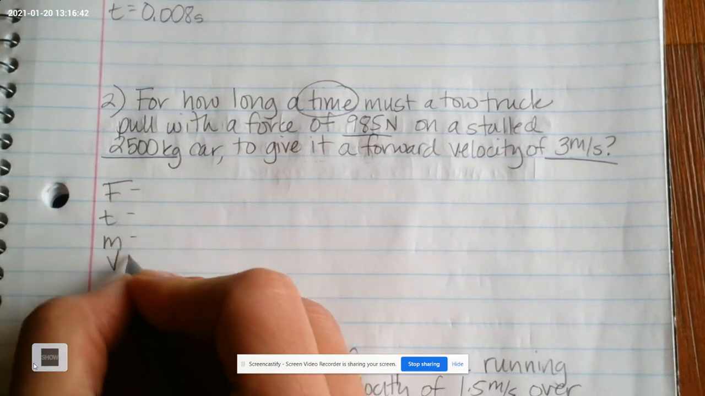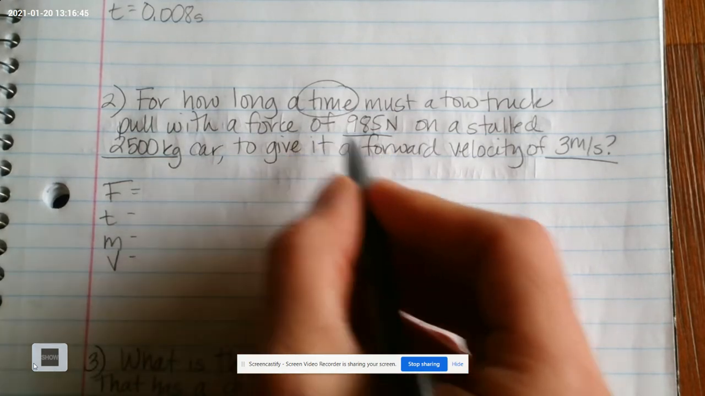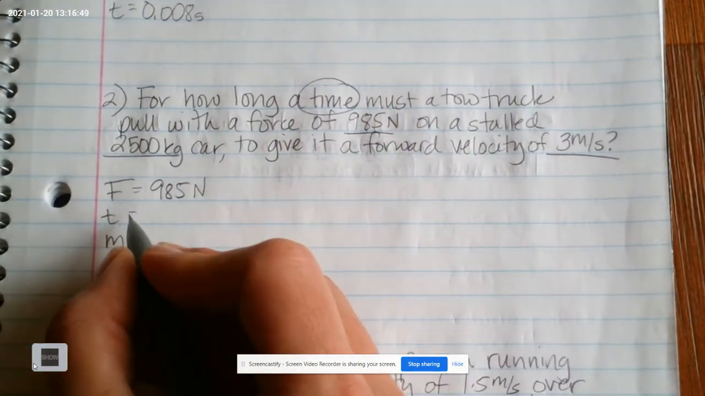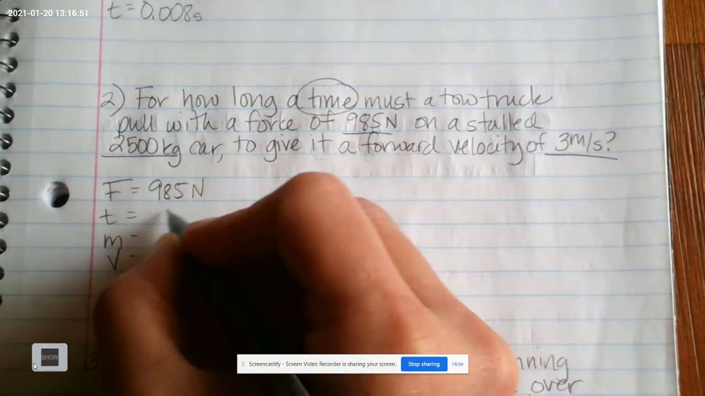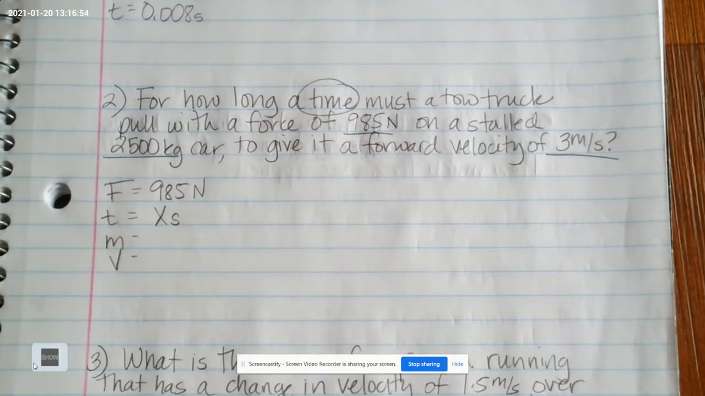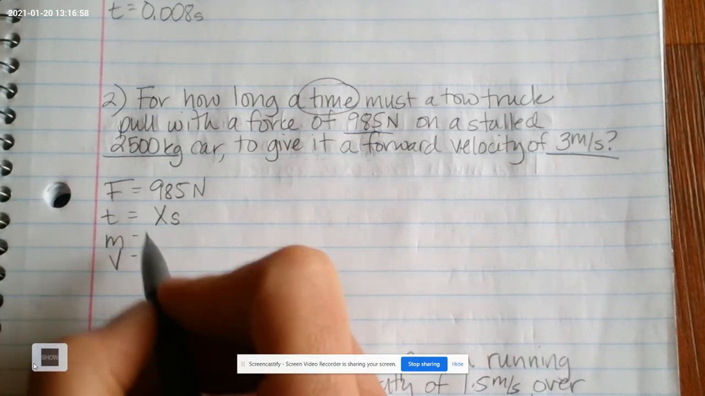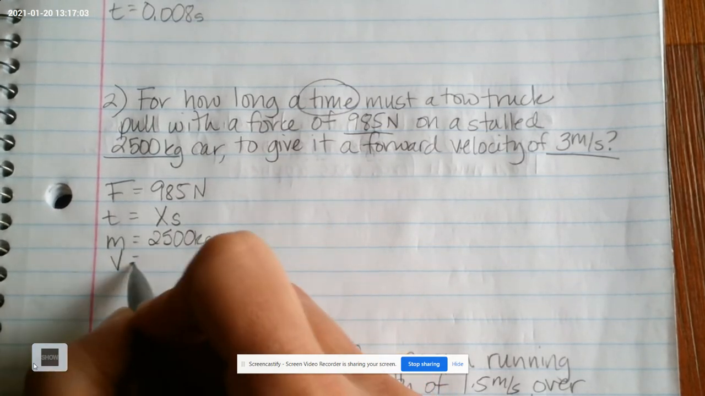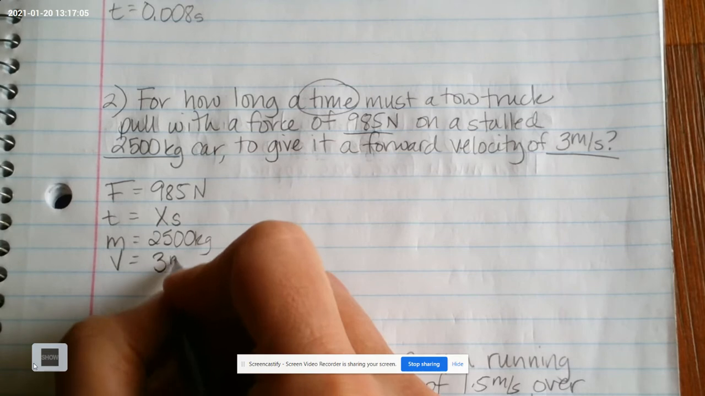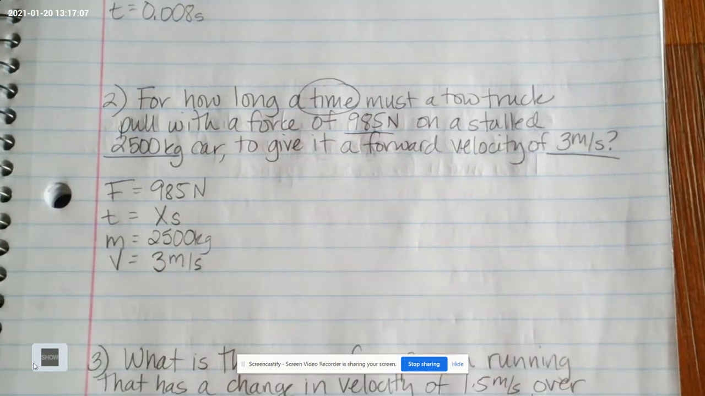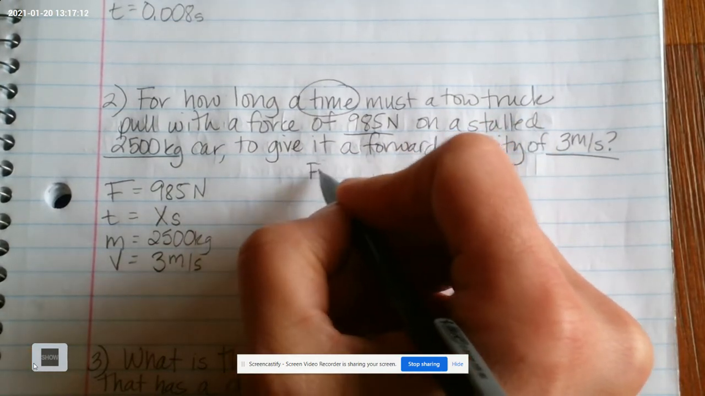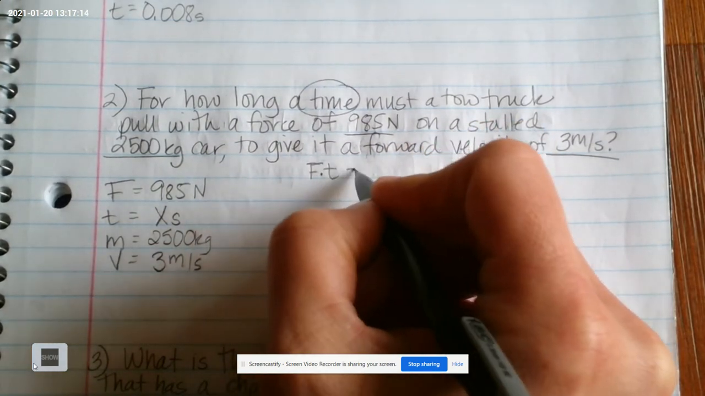So our force is going to be given to us at 985 newtons right here. Our time is what we're looking for, so we're going to find X seconds. And our mass is given to us at 2,500 kilograms, and our velocity is given to us at 3 meters per second. So now we have a little different situation. I'm going to take the equation that we start with at top, and I'm going to put it down here so we can look at it.